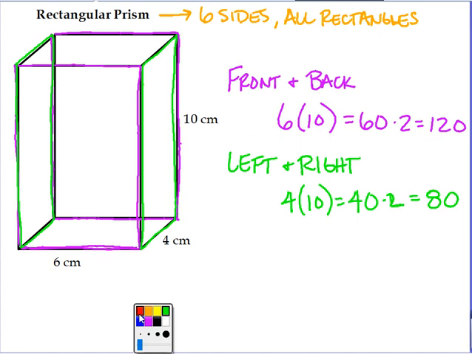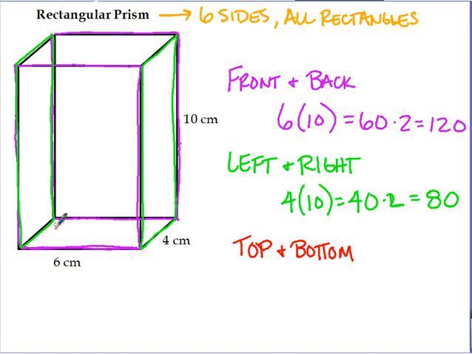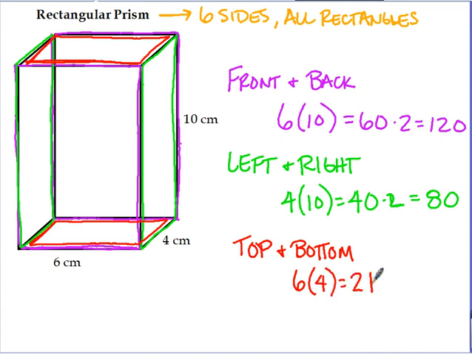And now finally, the last pair of sides is going to be the top and the bottom. So again, if I outline these in red, there's the bottom, and here's the top. And again, those are going to be rectangles, so length times width will just be 6 times 4, which is 24. And again, times 2 because there's 2 of them, the top and the bottom. So now I found all 6 sides, 2 here, 2 here, and 2 here.